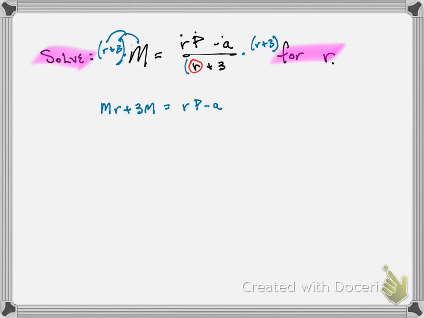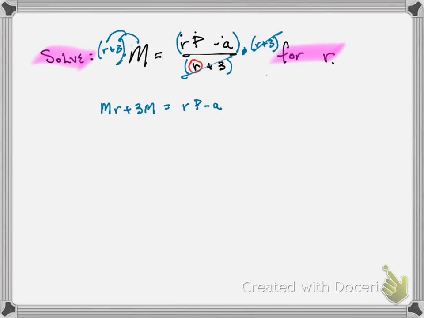I multiplied by the quantity r plus 3. This you should recognize is also a quantity, and so I have a binomial multiplied by a binomial, and then divided by a binomial, but r plus 3 over r plus 3 reduces to 1, which means that on the right-hand side we're just left with rp minus a.